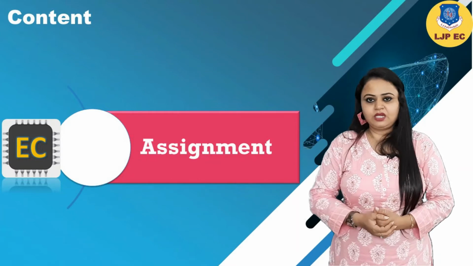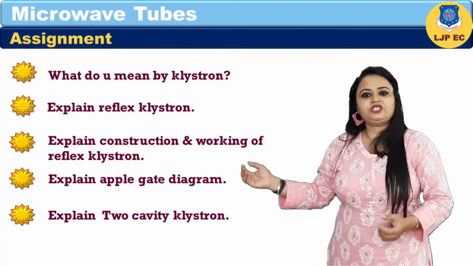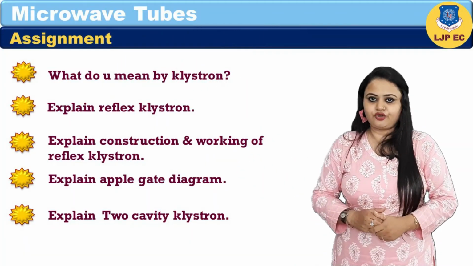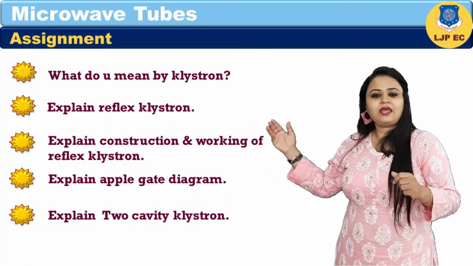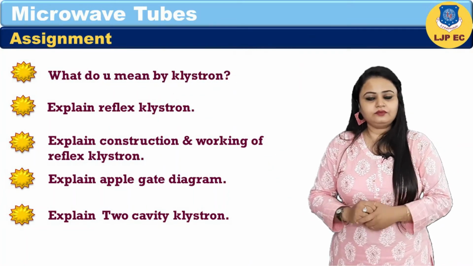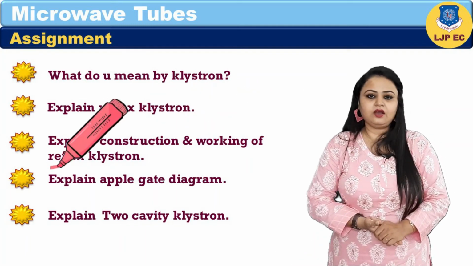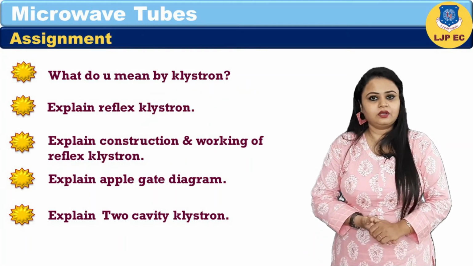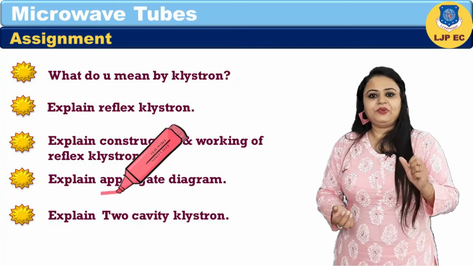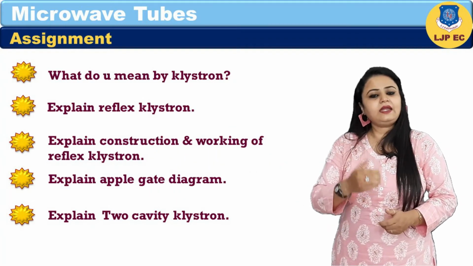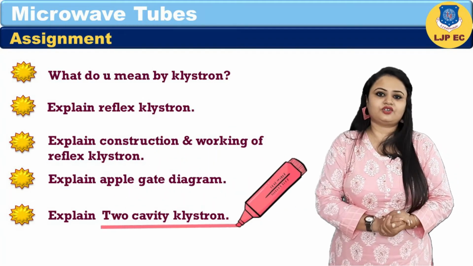Let's have some assignment questions. First question: what do you mean by klystron? Second, explain reflex klystron. Next, explain construction and working of reflex klystron. Explain Applegate diagram and explain two cavity klystron.